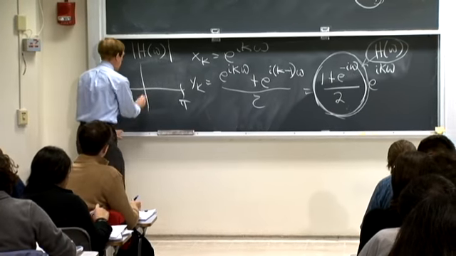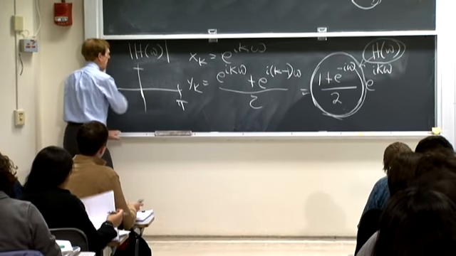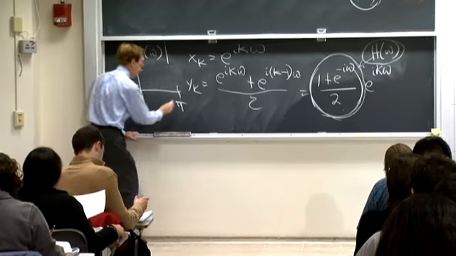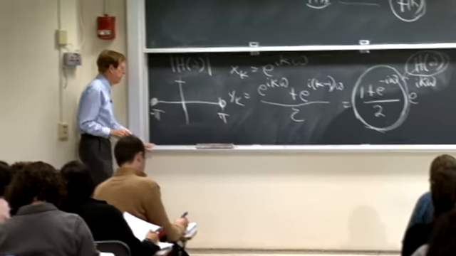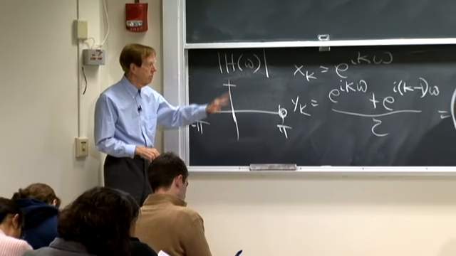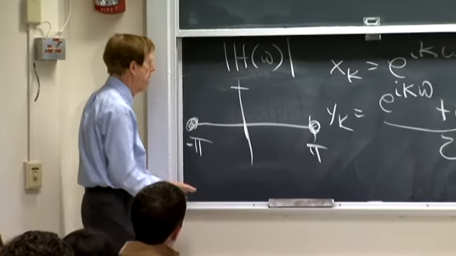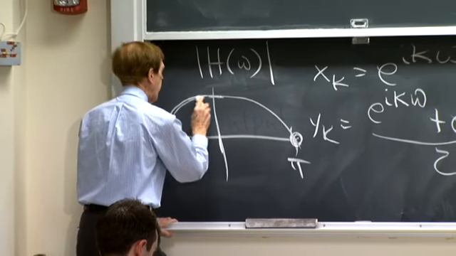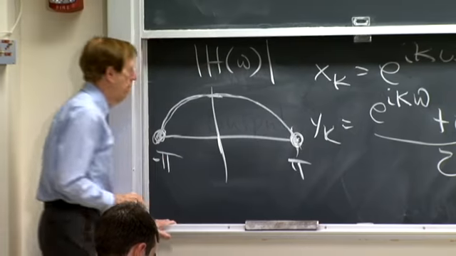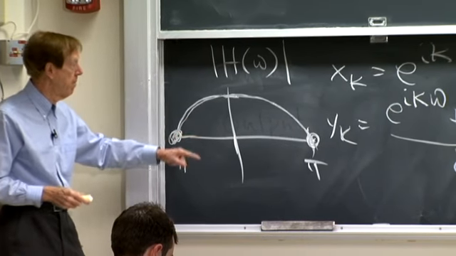So at omega equals 0, I get a value of 1. At omega equal pi, I get a value of 0. At omega equal minus pi, I get a value of 0. And I think if you figure out the magnitude, it's just an arc of a cosine. Okay, for that really, really simple filter.